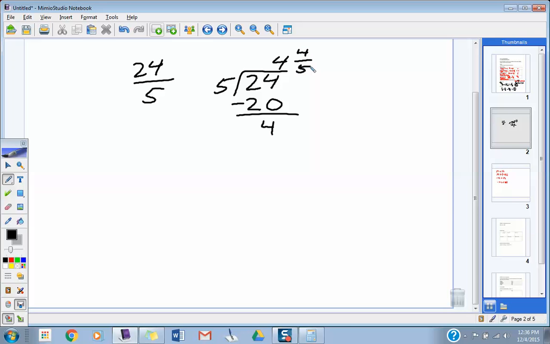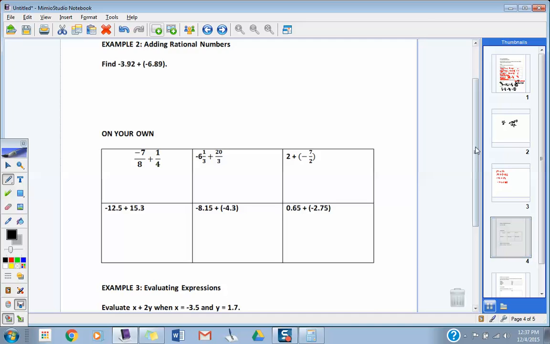And you'll know you're right because you can always check this. What's 5 times 4? 20 plus 4 more? 24 over 5. It's right, isn't it? Okay, so keep that in mind. Jump over to the second page if you would, please.